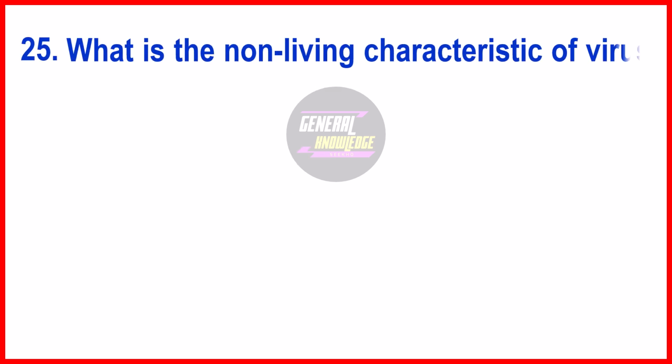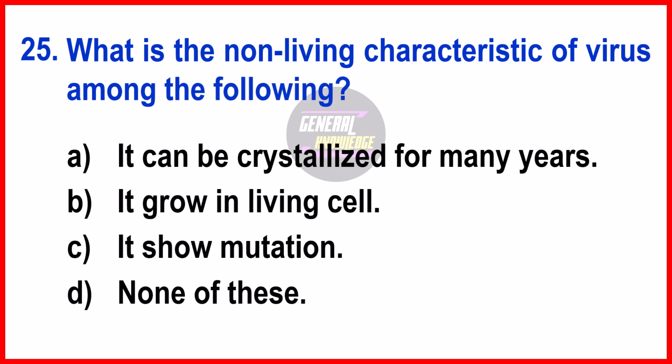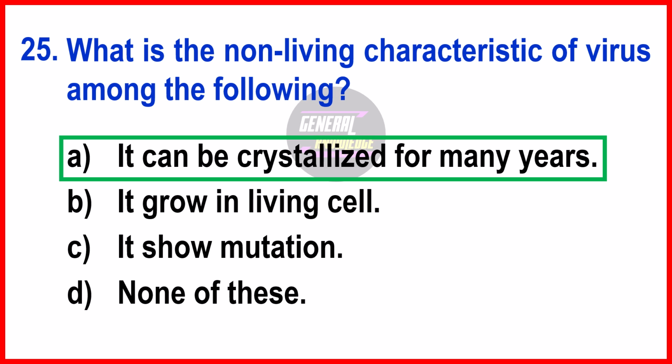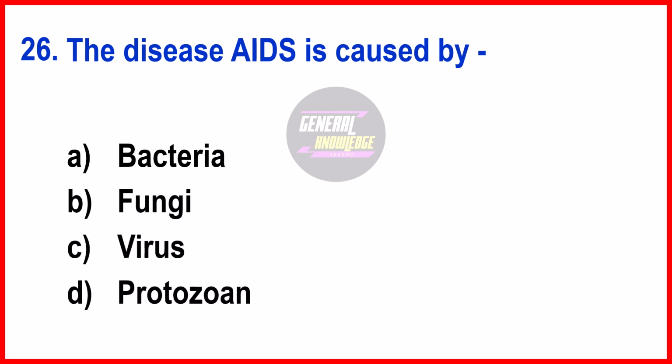What is the non-living characteristic of virus among the following? The right answer is option A. It can be crystallized for many years. The disease AIDS is caused by, the right answer is option C, virus. Acquired immunodeficiency syndrome, AIDS, is caused by the human immunodeficiency virus, also called HIV. HIV damages the immune system so that the body is less able to fight infection and disease.